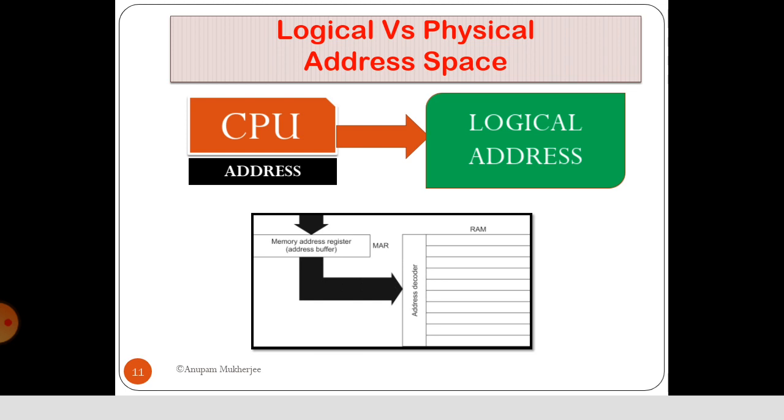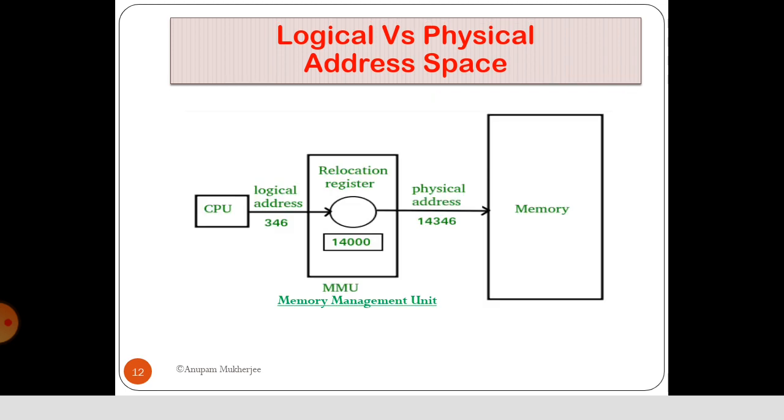The set of all logical addresses generated by a program is the logical address space. Similarly, the set of all physical addresses generated by a program is called the physical address space, and the runtime mapping from the logical address to the physical address is done by a hardware device called the memory management unit, MMU.